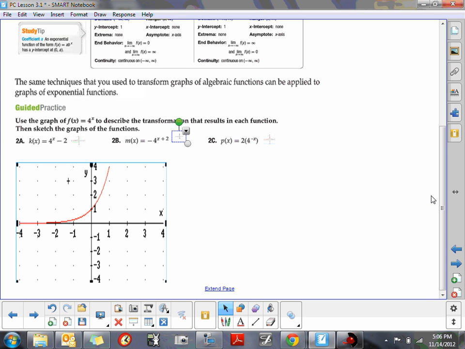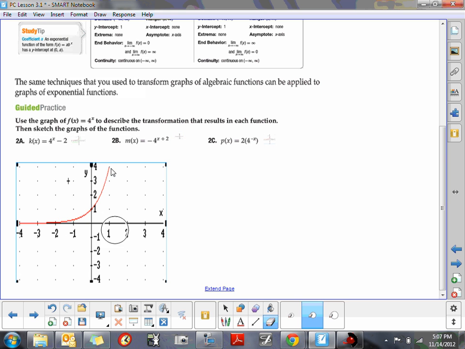This is the sketch of the graph y equals, or f of x equals 4 to the x, so you can quickly check that. 4 to the first power is 4, so that's the ordered pair (1, 4). If you put in a negative 1, that's 4 to the negative 1, which should be 1/4. So that's here. And then also 4 to the 0 is 1. So that's our red graph.